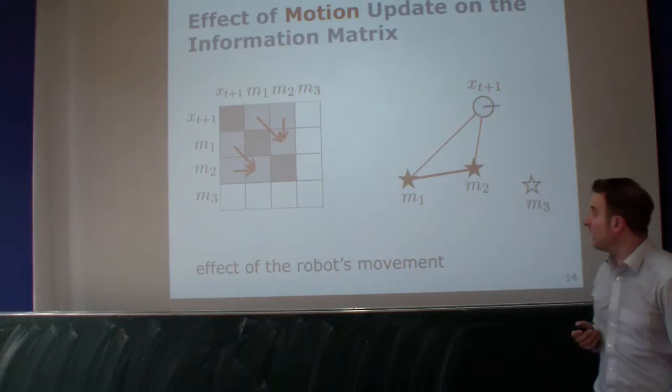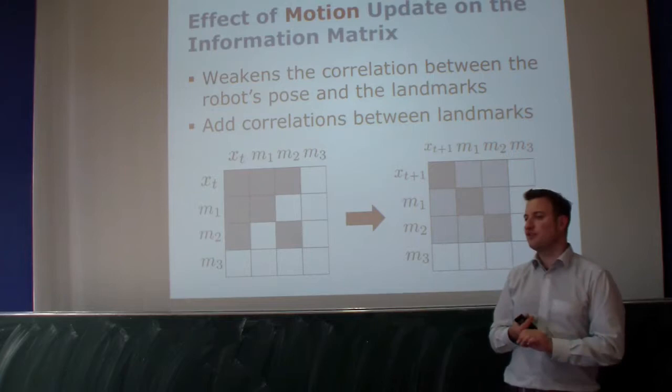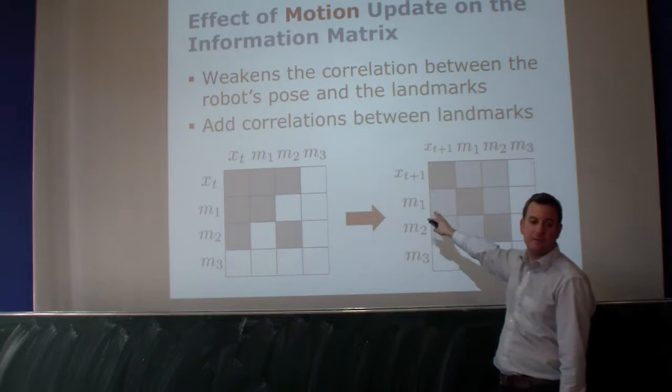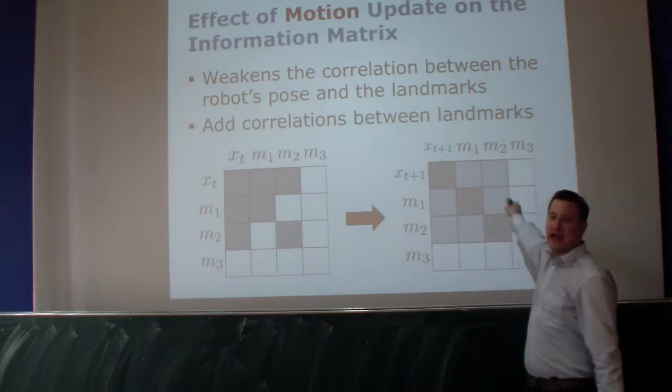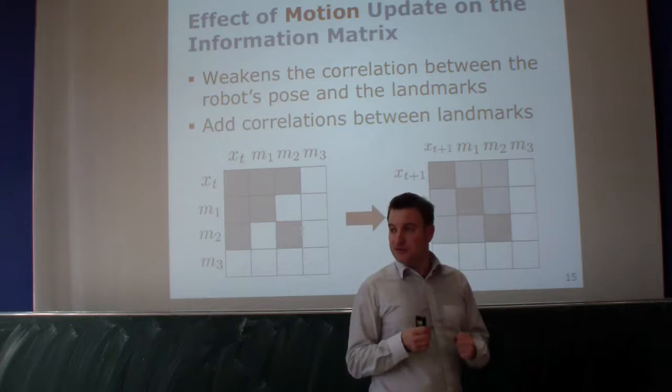Okay, so the effect of the motion update is that it weakens the correlations between the robot's pose and the landmarks, and it adds correlations between those landmarks. This affects adding up values in this matrix, right? If we continue like this, we have a full dense information matrix. Everything gets correlated, basically everything. Dense matrices are really bad for operations like inversion and things like this. So our goal is to get rid of that.